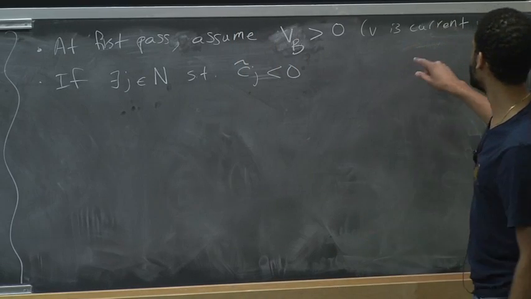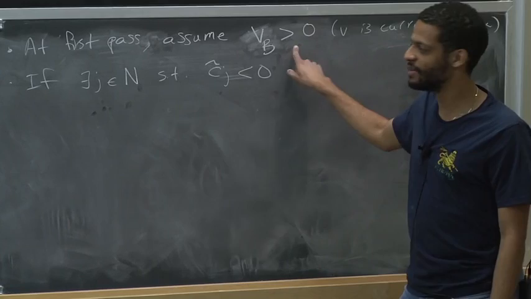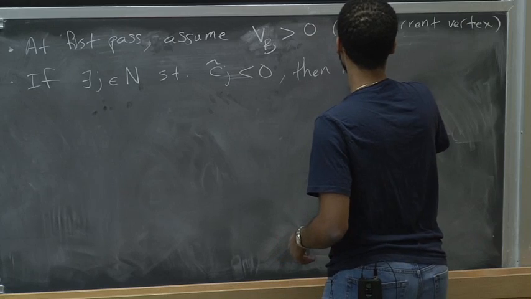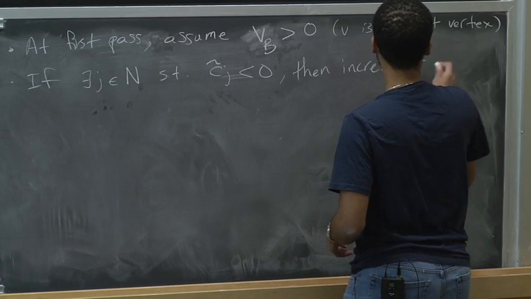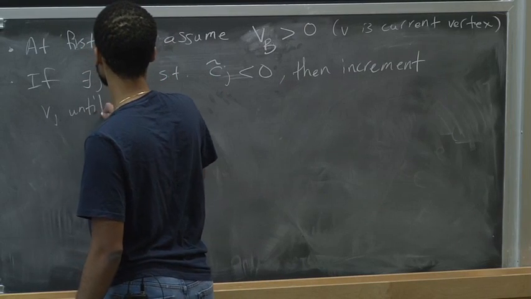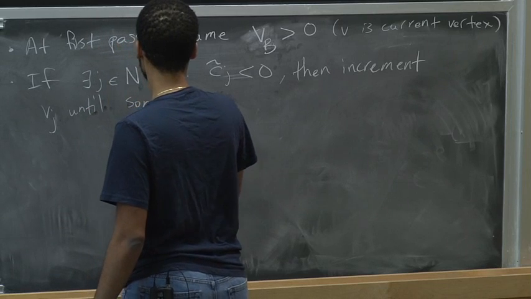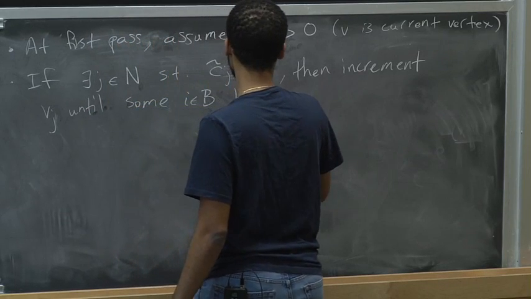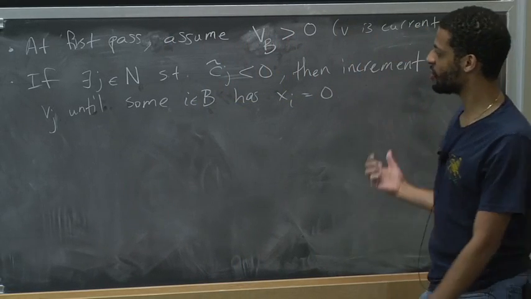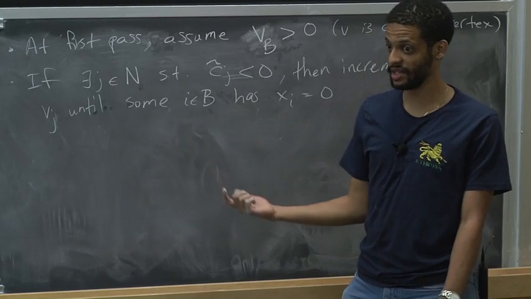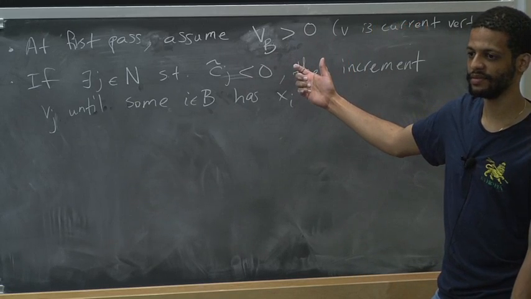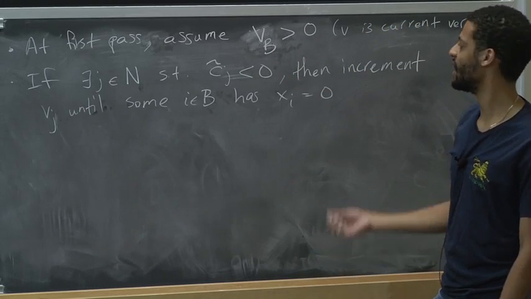And the point is, if VB is strictly positive, that means I can move some amount. So if there exists a j, then increment Vj until some i in B has xi equals 0. And the point is the amount of increment I can do before this happens is positive, right? Because they all started strictly positive, and they move continuously when I increment this coordinate.